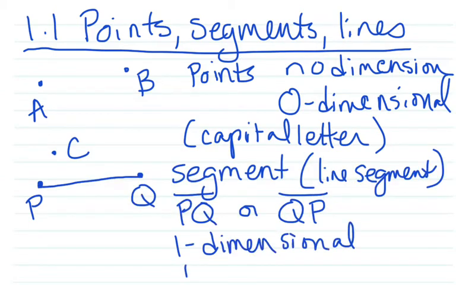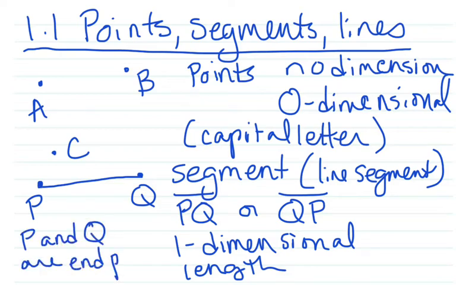P and Q there are the endpoints of a line segment. So we can call that line segment PQ or QP, and we use the little flat hat to denote a line segment. Line segments have one dimension, which is length. They're one-dimensional. We can measure them because they have a starting point and a stopping point. Those are the key words. That's what I'll be looking for.